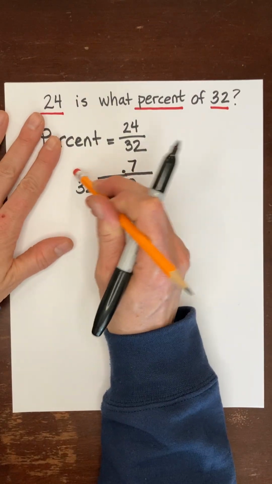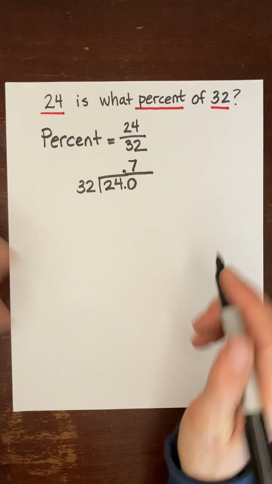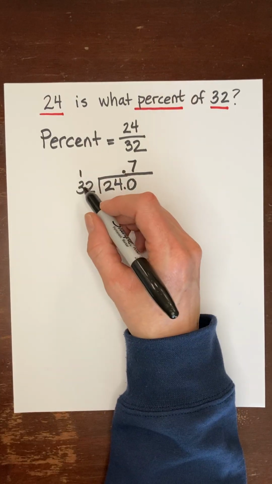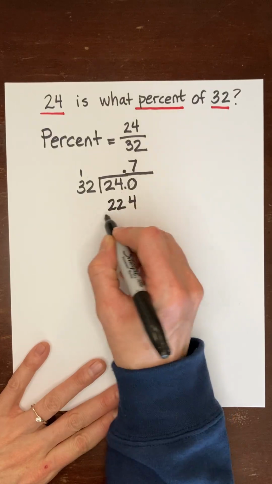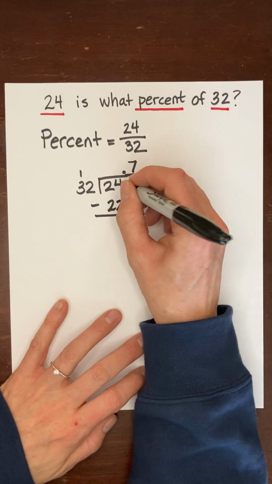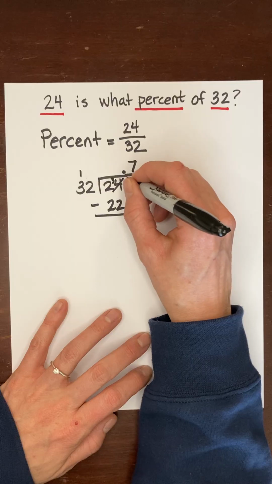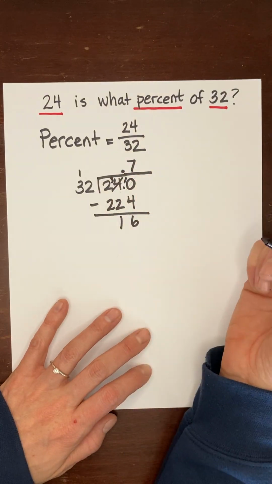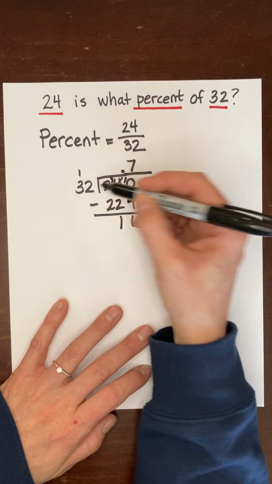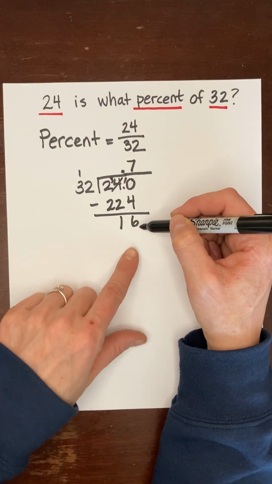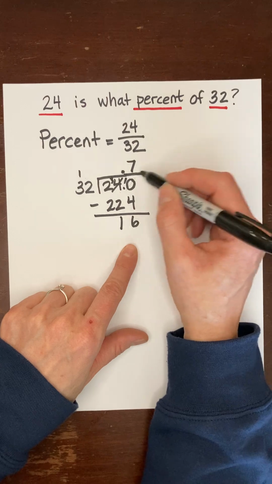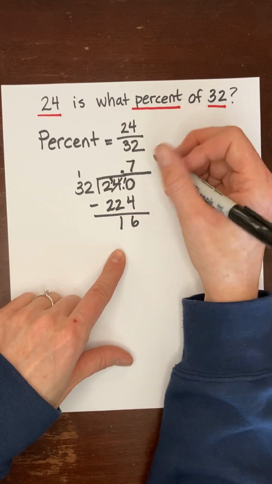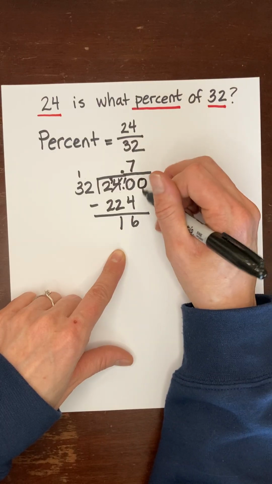Okay, now I've got 7 times 32. So 7 times 2 is 14, carry the 1. 7 times 3 is 21, 22. Now let's subtract. I've got to borrow. 10 minus 4 is 6. 3 minus 2 is 1. Okay, now I have 32 into 16. Well, actually, I can't do that. You have to bring something down. Because we're trying to get a decimal number for a percent, I'm going to go to at least 2 decimal places, maybe 3. So let's add another 0 here and bring that down.